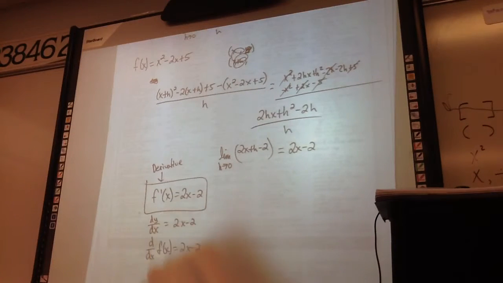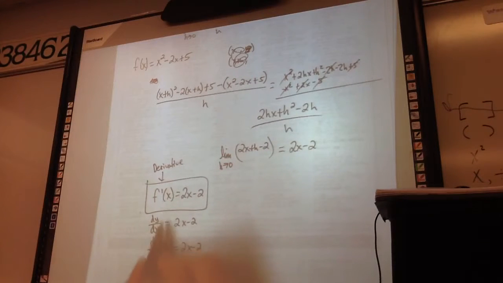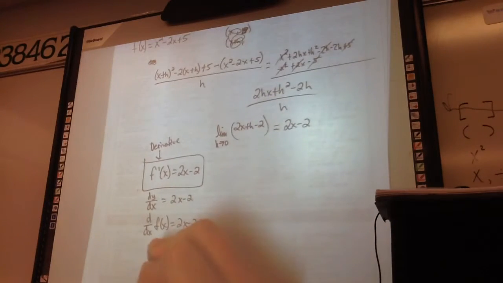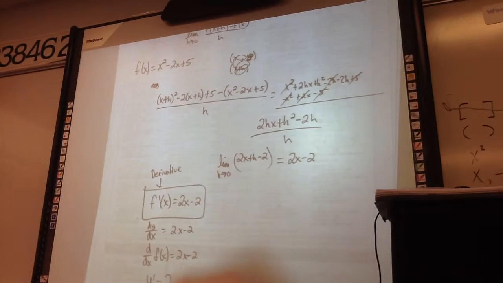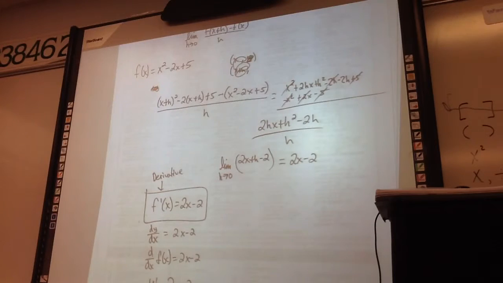There's just different ways of writing the same thing. I like the first one. Yeah, the first one is definitely the nicest. If that said y equals, you could write y prime. They all just mean derivative. You'll notice them throughout, and we'll just mention, oh, that's just another way of writing the derivative.